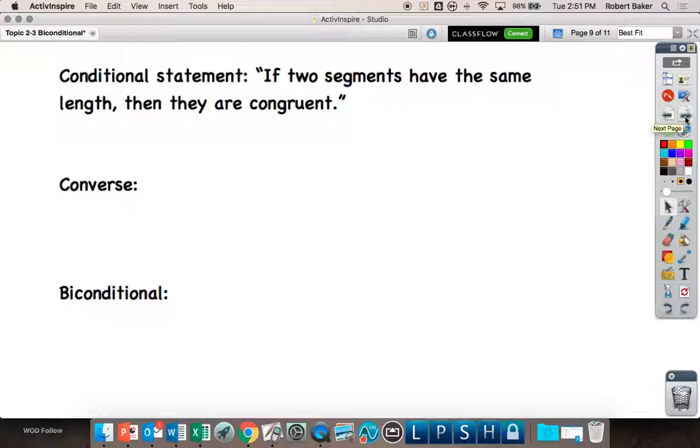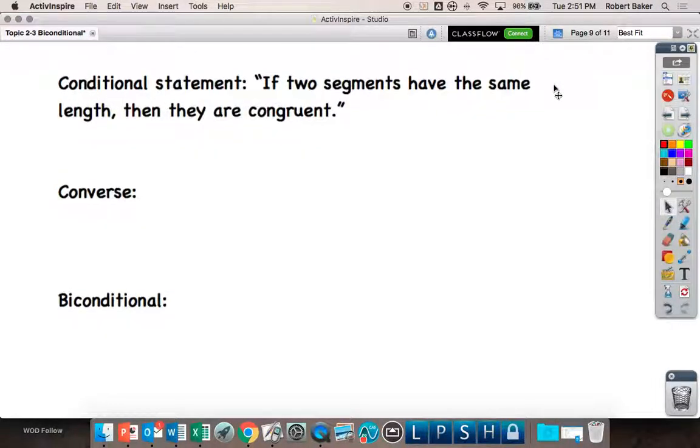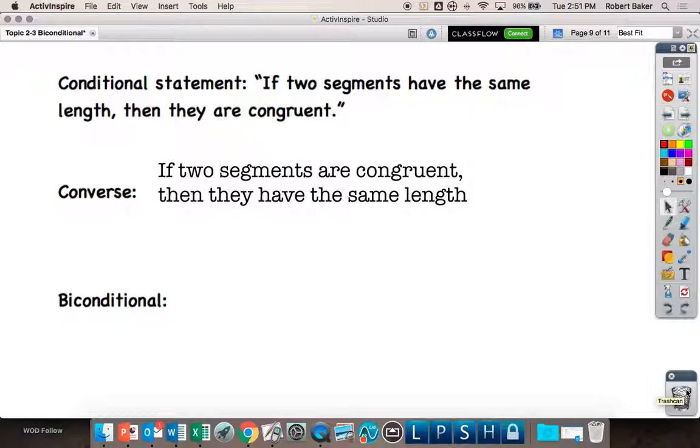Hey, thank you. I already wrote the first one for you. That is the conditional statement. If 2 segments have the same length, they're congruent. True or false? True. Achievement unlocked. Now what? If they are congruent, then 2 segments have the same length. Perfect. Another achievement unlocked. 2 segments are congruent if and only if they have the same length.